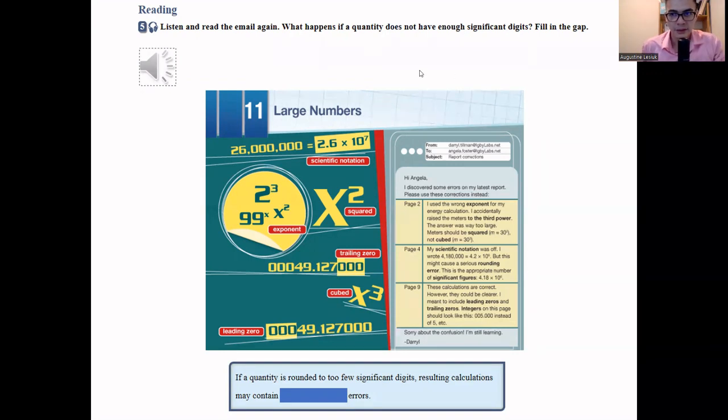Here's the audio clip. Unit 11, Large numbers. Exercise 5, page 25.